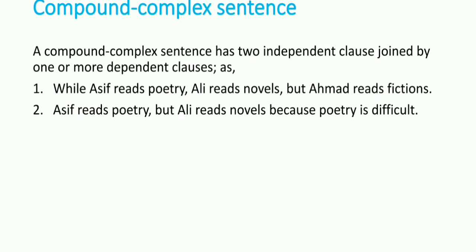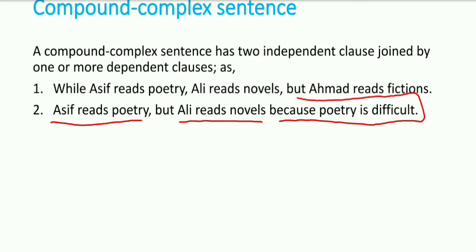We have the next example: Asif reads poetry, but Ali reads novels because poetry is difficult. Here we have "Asif reads poetry," an independent clause, and "Ali reads novels," also an independent clause. But here we have a dependent clause, and that is "because poetry is difficult." So this clause is joined with the two independent clauses. So this sentence may also be called a compound complex sentence.